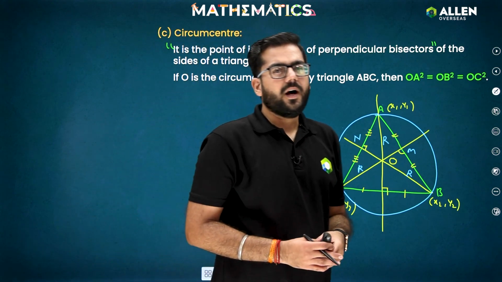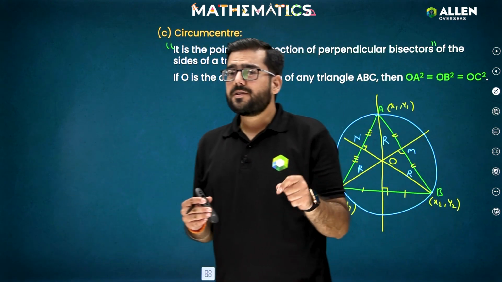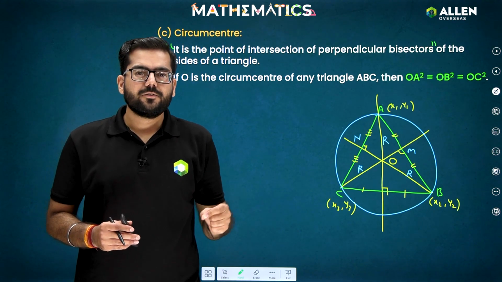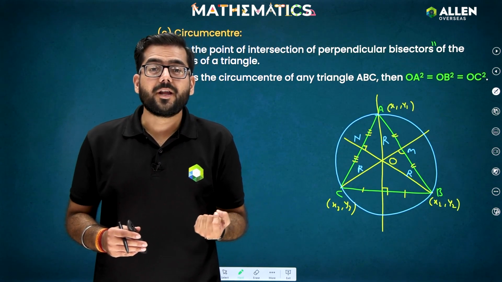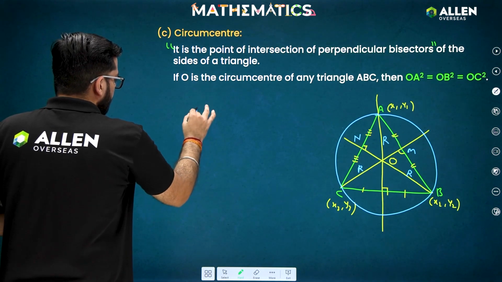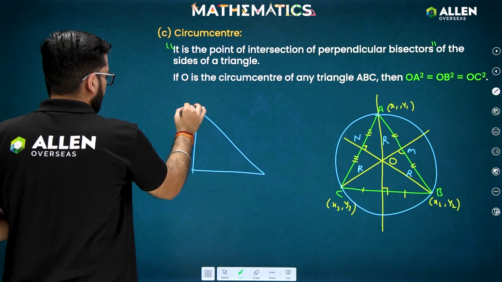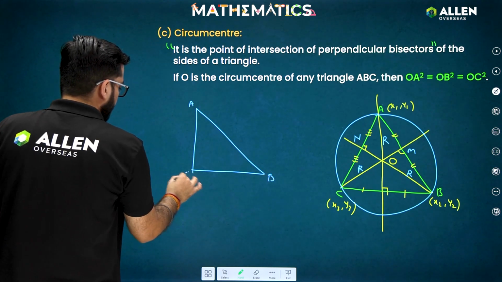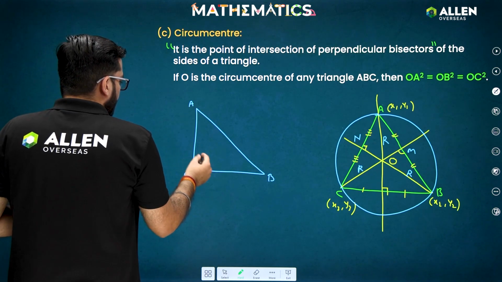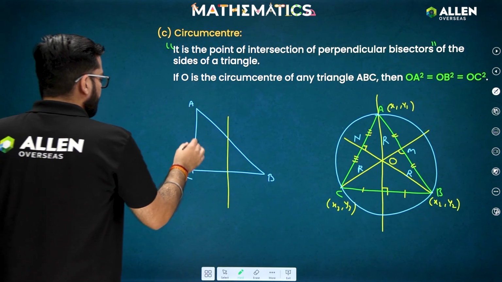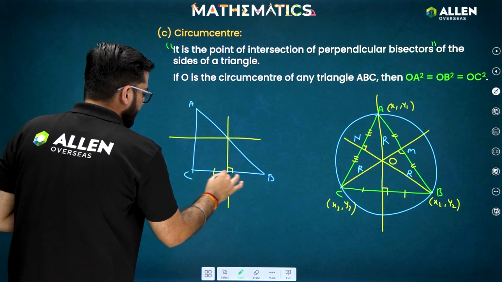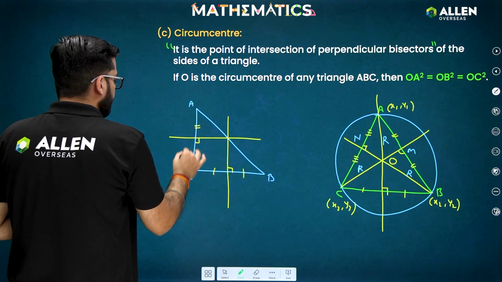Now apart from this, I have one more thing for you, a previous year question. That is the case of the right angle triangle. Sir, what happens if you have a right angle triangle? Listen well. Let's say I have a right angle triangle like this: A, B and C. Here I am going to make a perpendicular bisector on the sides BC as well as AC. This is a perpendicular as well as bisector.